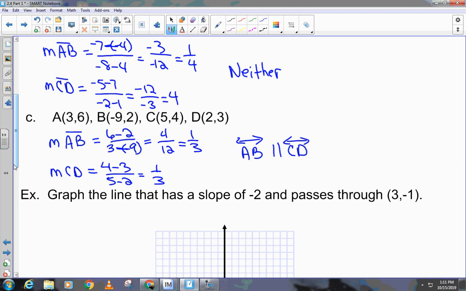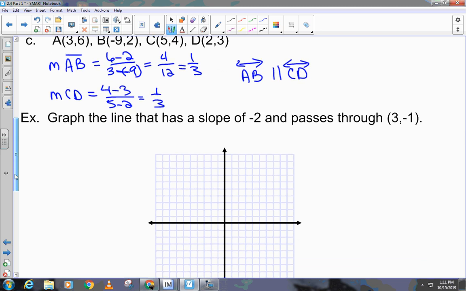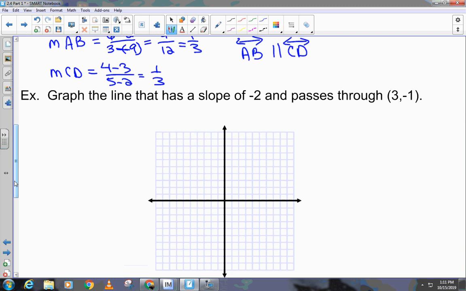Okay. All right, we're also going to do some graphing. This one says graph the line that has a slope of negative 2 and passes through the point 3, negative 1. So it passes through this point 3, negative 1. So I would need to graph that first. Now remember, when you have an ordered pair, the first number tells you which way to go left or right. Second number tells you which way to go up or down.